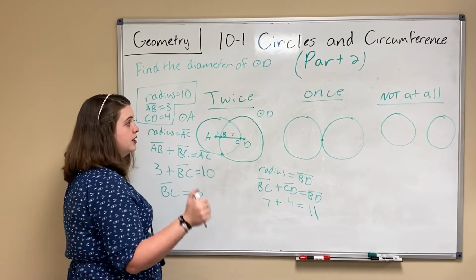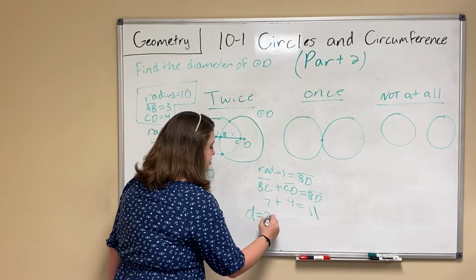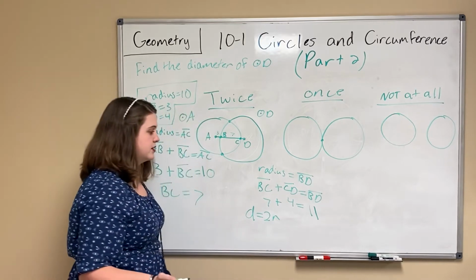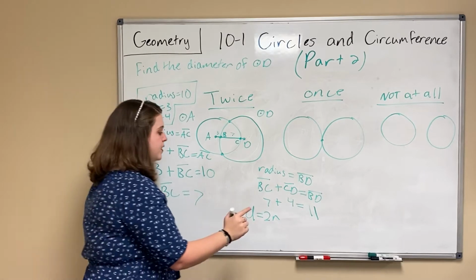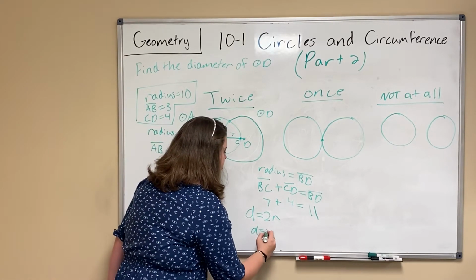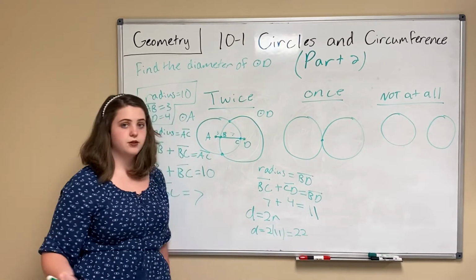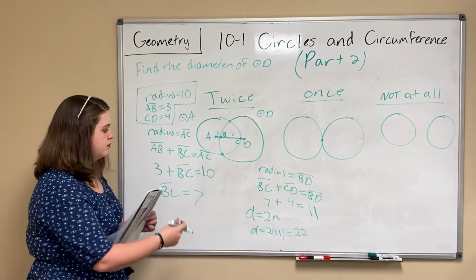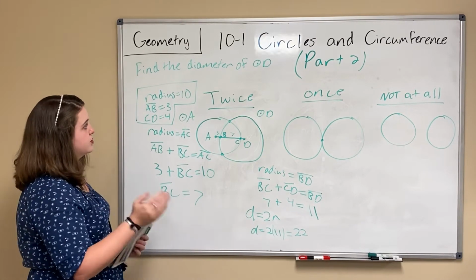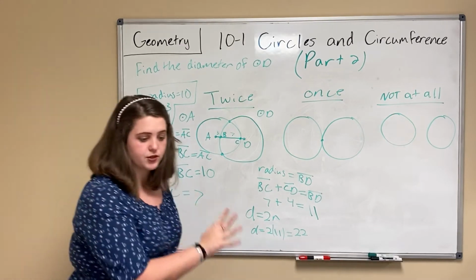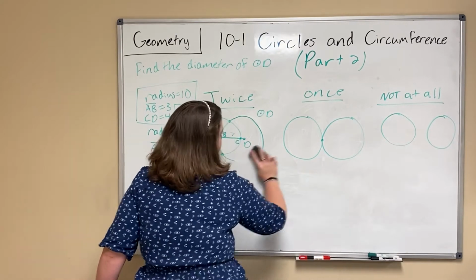Now what we learned yesterday is that our diameter equals 2 times the radius. So if I know that my radius is 11, then I just have to plug that number in here and get D equals 2 times 11 equals 22. And we're done with that problem. That's the diameter. Okay, so this is what happens when circles intersect. Hopefully that was clear. Now we'll jump straight into circumference.